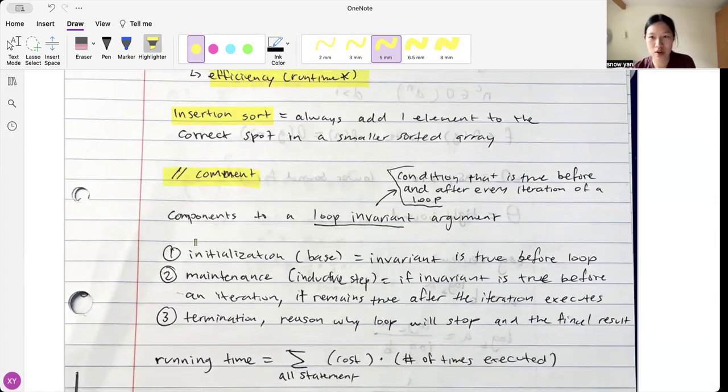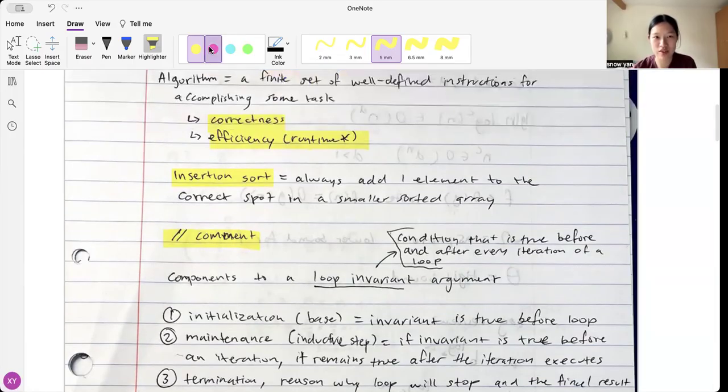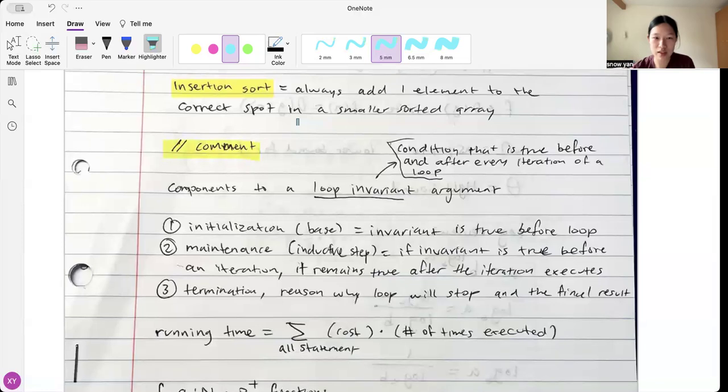Then you definitely want to make sure that you talk about the loop invariant, which is for showing, I mean, fully proving, that the algorithm is correct. So we have three main things to justify in a loop invariant. The initialization is like the base case, so we want to show that the invariant is true before the loop. The second one is maintenance, which is basically like the inductive step.